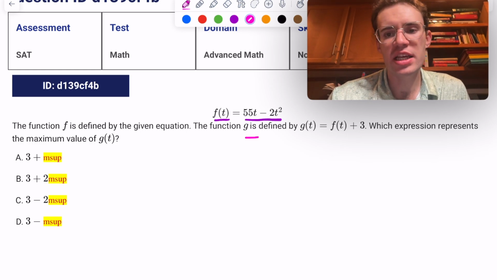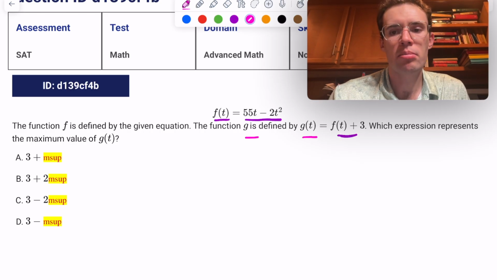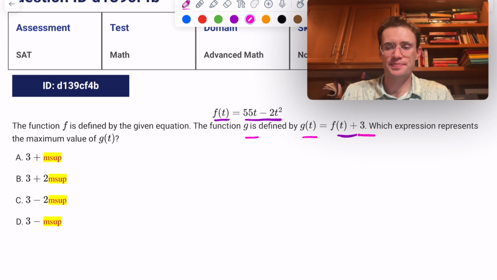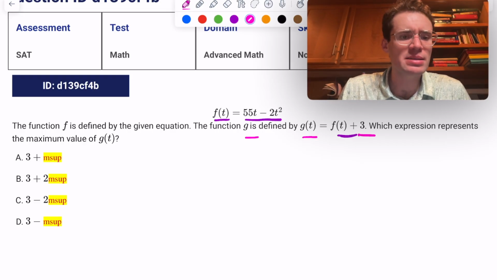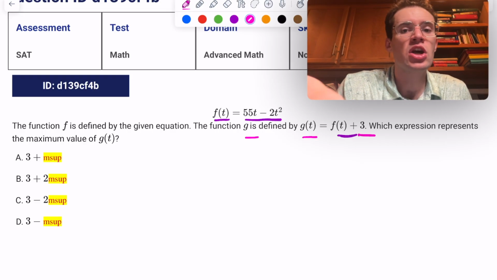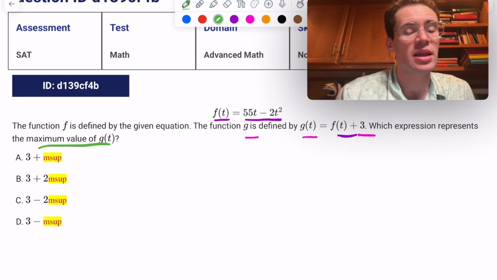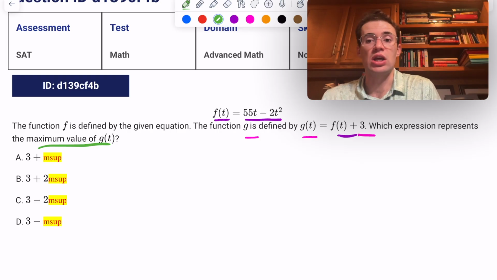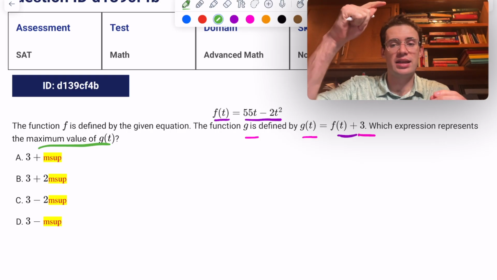The function g is defined by g of t equals f of t, so this original function, plus 3. So we're just shifting it up by 3, or translating it up 3. Which expression represents the maximum value of g of t? So when they say the maximum value of g of t, they mean the output. It doesn't say what value of x gives you a maximum value of g of t. What value of g of t is the maximum?